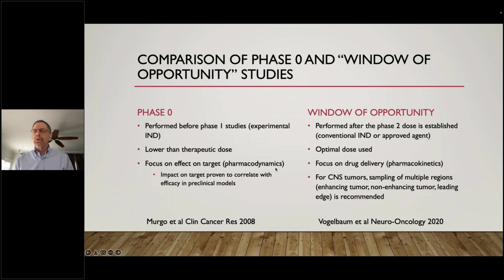In the neuro-oncology space, we're really talking about what we call window of opportunity. And here, you really need to do the study after the phase 2 dose is established. So you do the phase 1 study first, and you get your phase 2 dose. So you're using the optimal dose. And here, because of the blood-brain barrier, most of our studies are focused on drug delivery. And as you will see for CNS tumors, we often recommend that not only the central part of the tumor where there's contrast enhancement is sampled, but also other areas which may have very, very different pharmacologic properties.